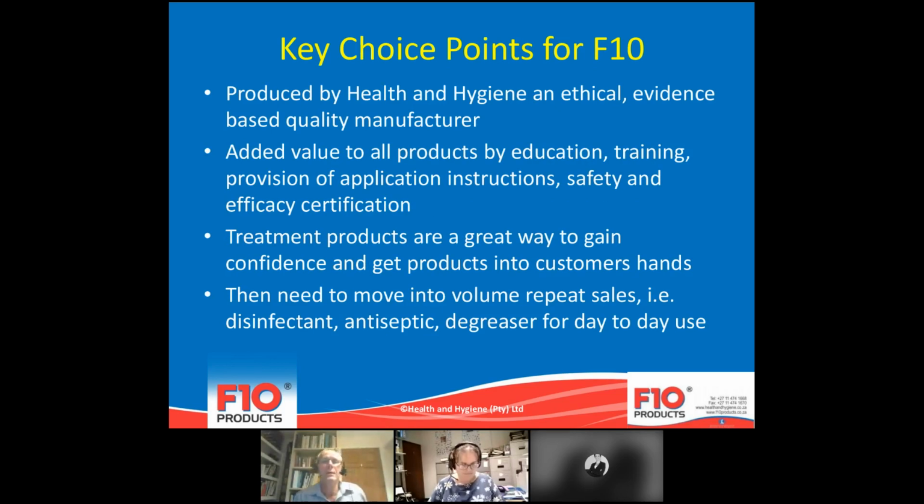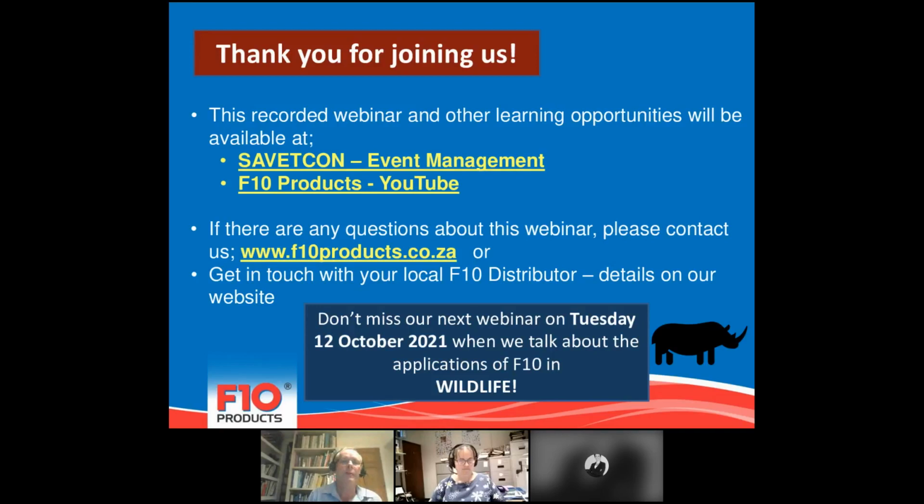It's produced by Health and Hygiene, who are an ethical, evidence-based quality manufacturer. They have added value to all their products by education, training, and the provision of application instructions, safety, and efficacy certification. Treatment products are obviously a great way to gain confidence in owners and in zookeepers and so forth. But of course, we shouldn't forget that F10 is also fantastic to be used within a zoo or a practice's infection control and biosecurity program, not only the F10SC, but also the F919 degreaser and so forth.